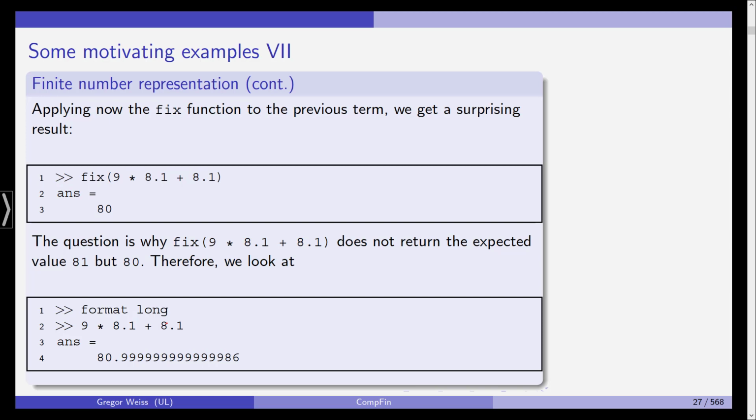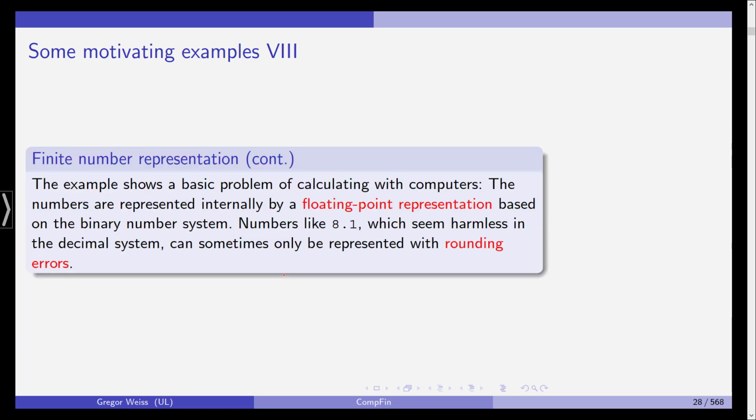And if we compute 9 times 8.1 plus 8.1, the answer is actually not 81.0000, but it's actually 80.999999986. And then, if you now apply this function fix to this here, then it's clear that the answer will be 80 and not 81. So this is a very simple example that shows a basic problem when calculating with computers.